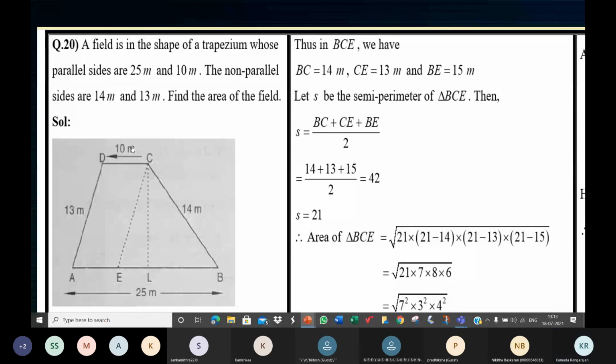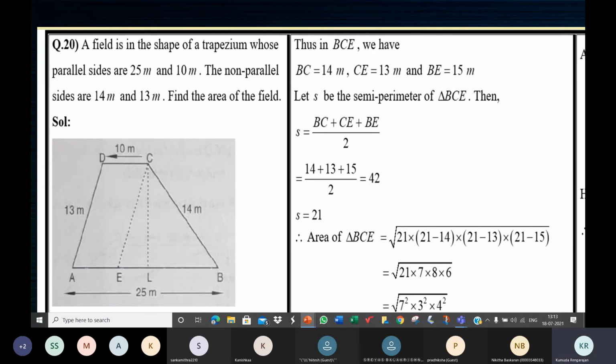So now these dotted lines we have not still discussed, so don't look at them now. As of now, we have a trapezium ABCD. We have marked off the parallel sides as 25 meters and 10 meters, and the non-parallel sides 13 and 14. You can also mark 14 here and 13 here.